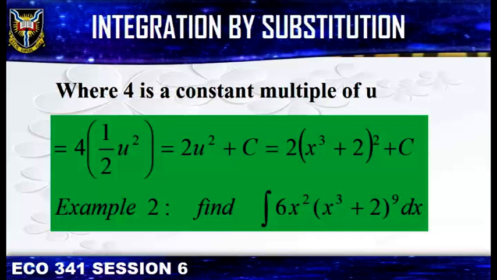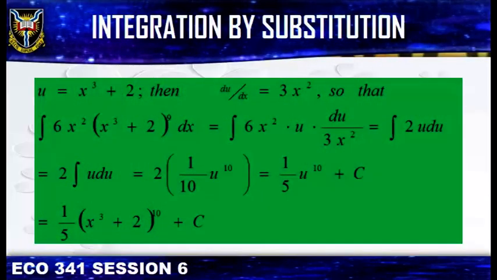Example 2. Find integral 6x squared into bracket x cubed plus 2 raised to power 9 dx. u is equal to x cubed plus 2. Then du dx is equal to 3x squared, so that integral 6x squared into bracket x cubed plus 2 raised to power 9 dx.